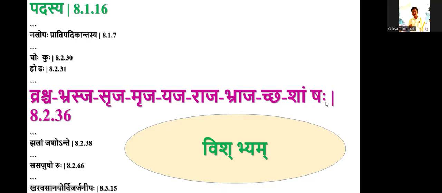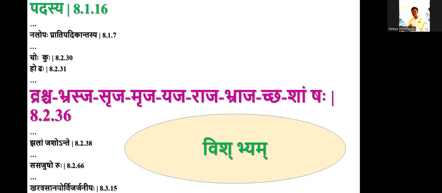By alontyasya, that shakara comes in place of the last letter of these words. So we shall take one example: vish plus bhyam. Here this vish is a padam by swadishu asarvanamastane.